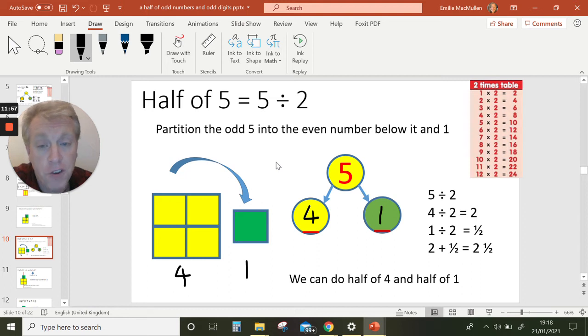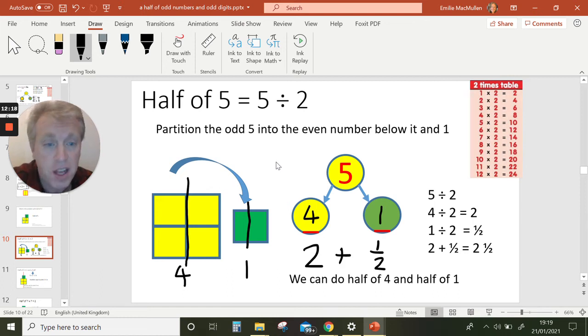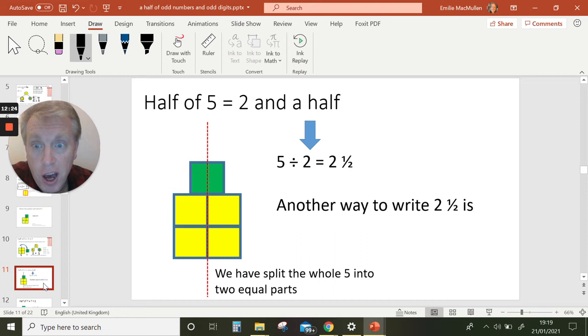I do half of the 4 is 2. Look, half of the 4 here is 2. And then half of the 1 is a half. 2 and a half. To add a half is 2 and a half. If we had drawn our 5 differently, maybe we'd put the odd 1 in the middle and then drawn a line down it. Half of 5 is 2 and a half. 1 whole, 2 wholes, and a half.